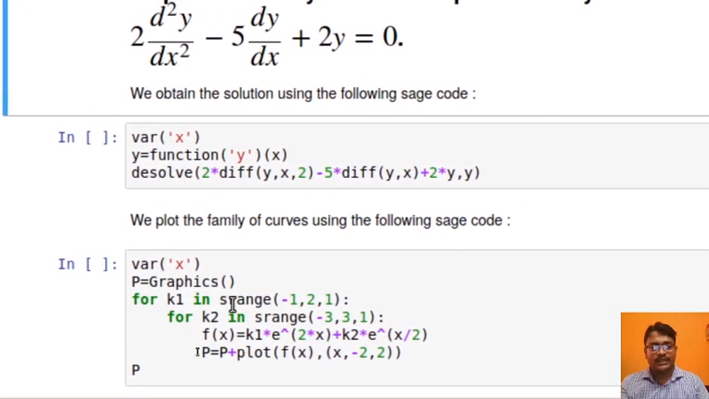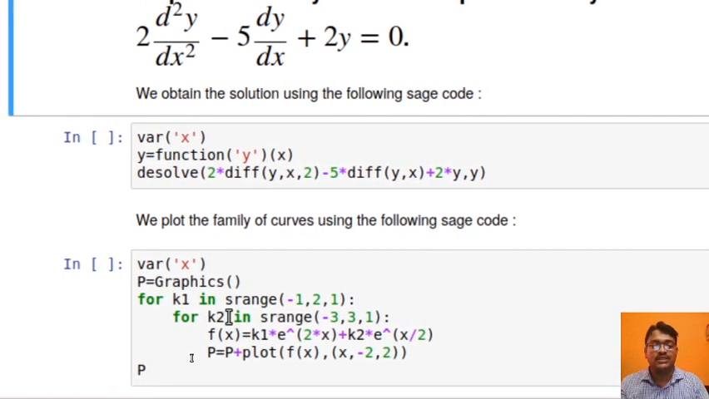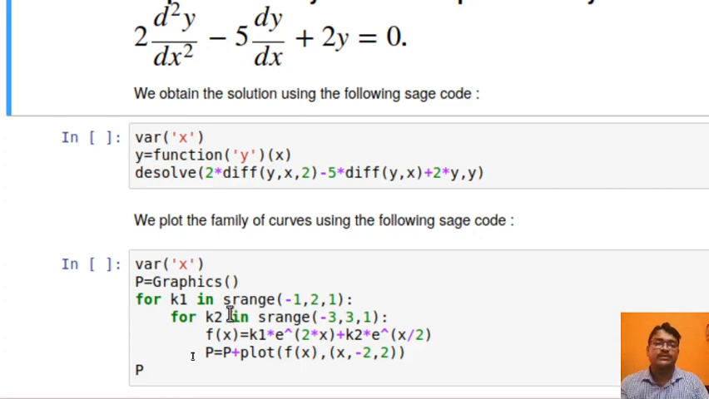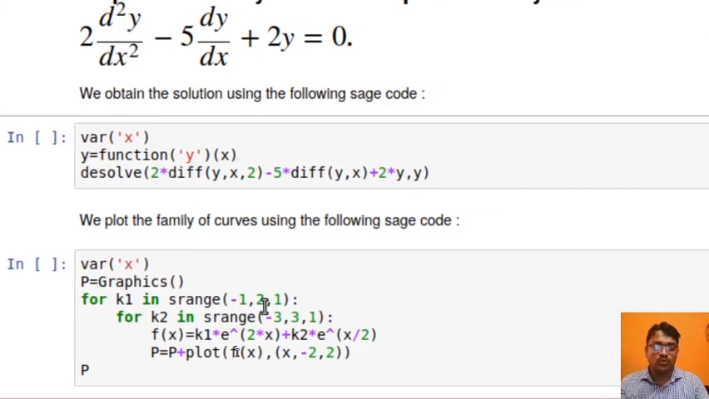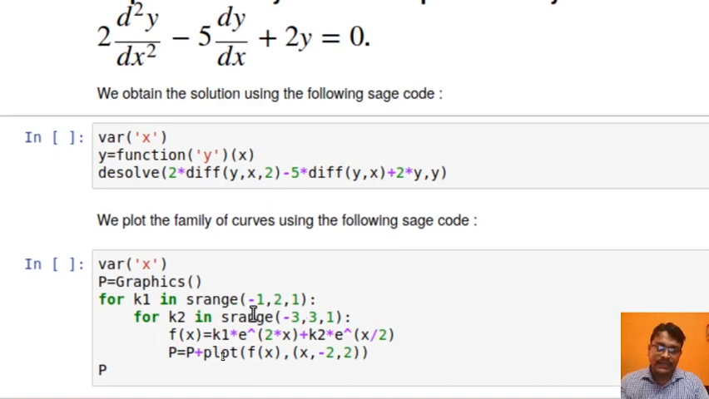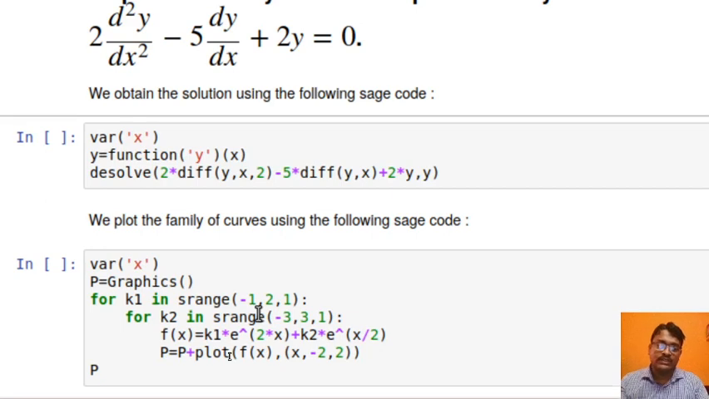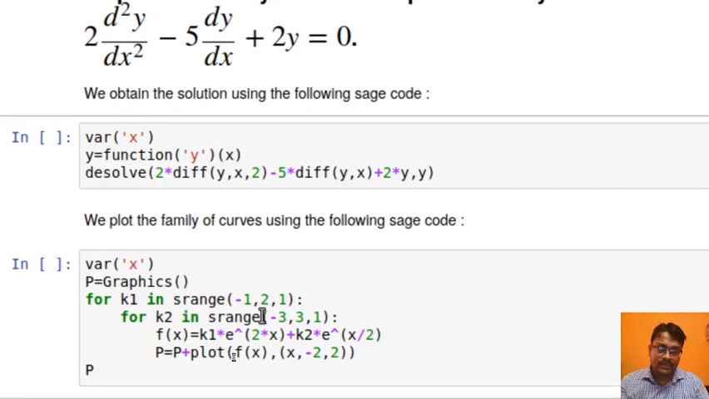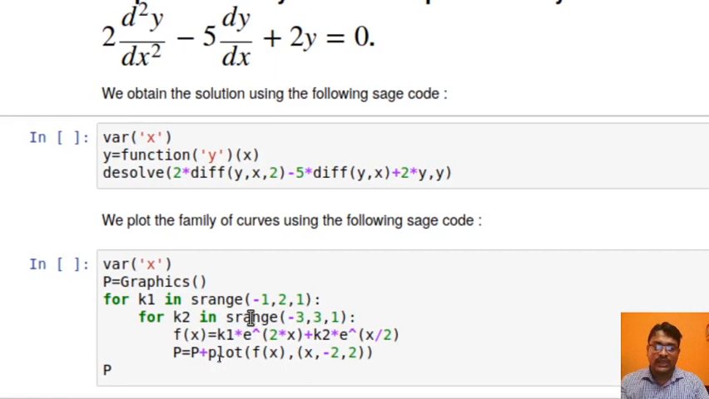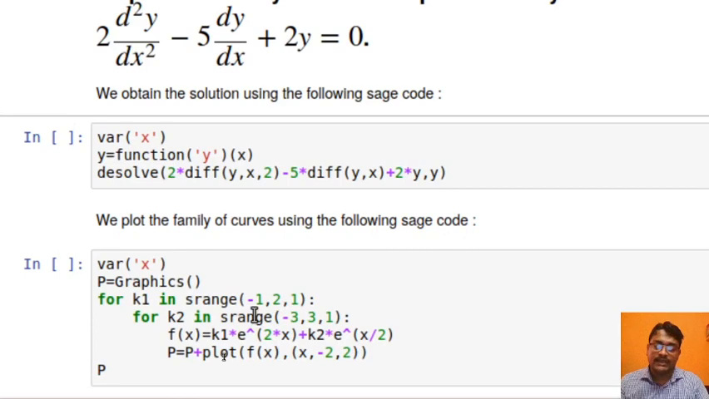So for k1 in srange(-1, 2, 1). Okay, so many of you are having doubt what is srange. I told you several times, srange(-1, 2, 1) means the set of all those numbers which start with minus 1 and then increment themselves by 1 and go up to something less than 2. Okay, the exact value 2 is not attained, right? So srange(-1, 2, 1) will mean the set minus 1.